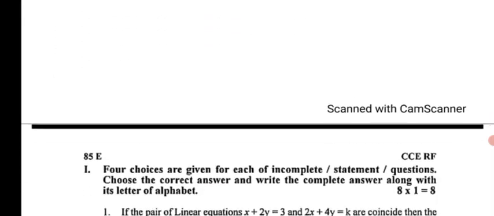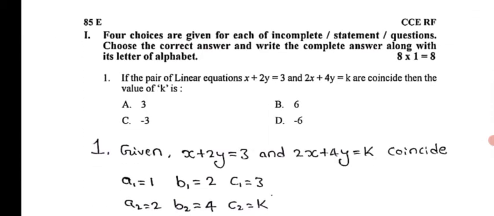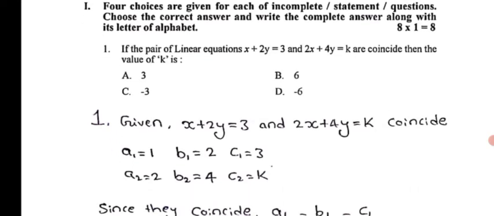So firstly, the multiple choice questions are as follows. If the pair of linear equations x plus 2y is equal to 3 and 2x plus 4y is equal to k coincide, then the value of k is, four options are given: 3, 6, -3 and -6.